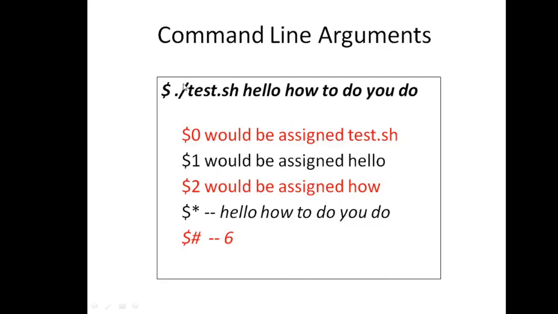I will just give an example. I give ./test.sh hello how to do you do. Assume that these are all the arguments. So this is the command. $0 will be assigned to test.sh. $1 will be assigned to hello. This will be $2, $3, $4, $5 and $6. So yes, $* will give you hello how to do you do, and $# gives a value 6.